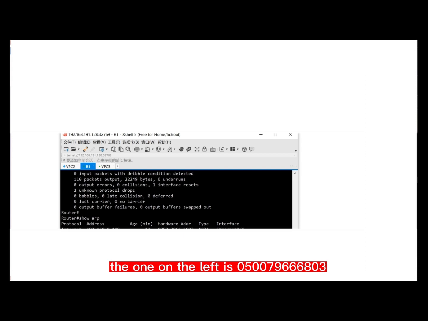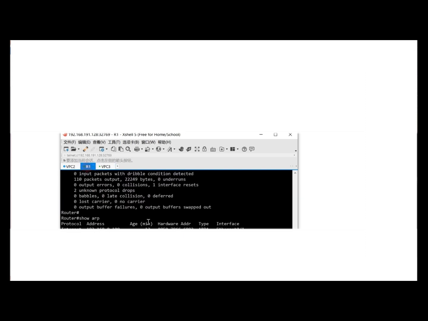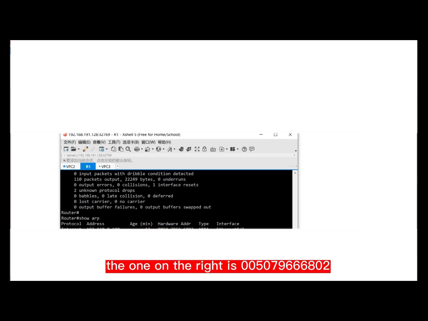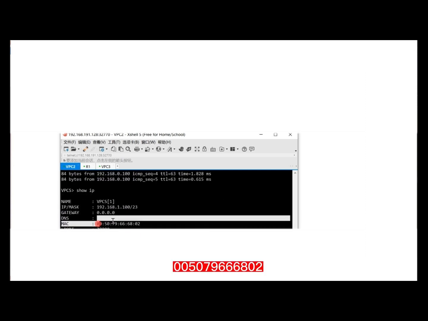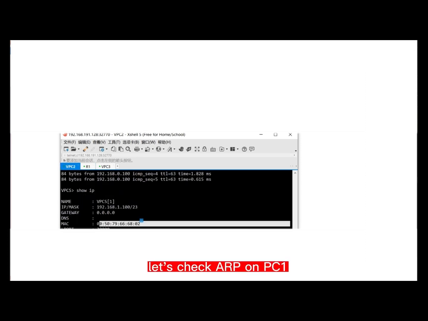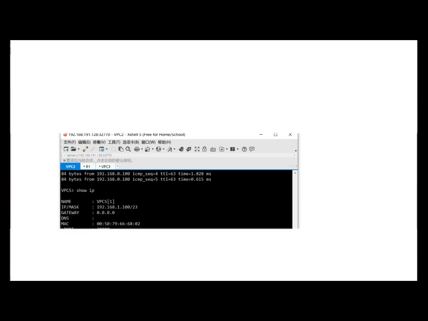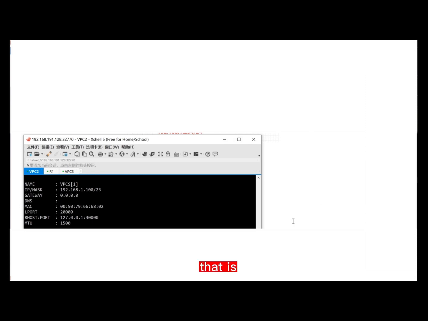The one on the left is 050079666803. The one on the right is 005079666802. We can also take a look here. 005079666802. This is the left PC. Let's check ARP on PC1. Everyone will find here there is 192.168.1.0. That is the ARP of the right PC.